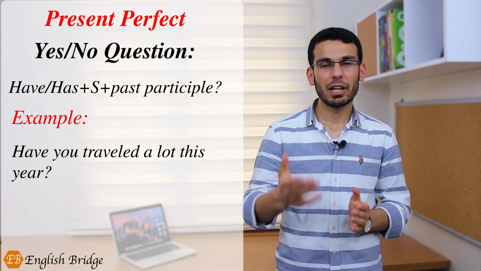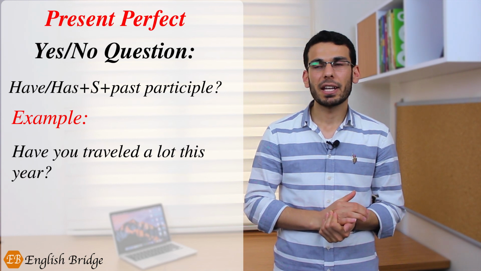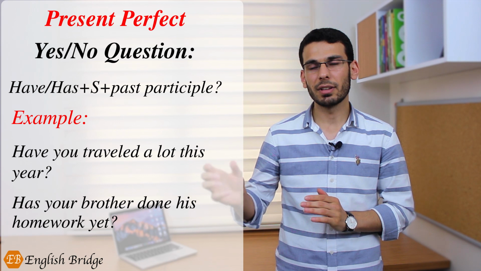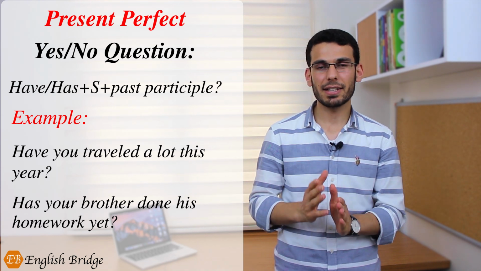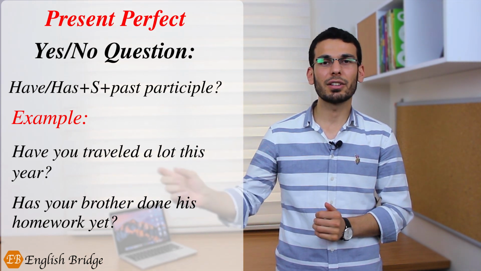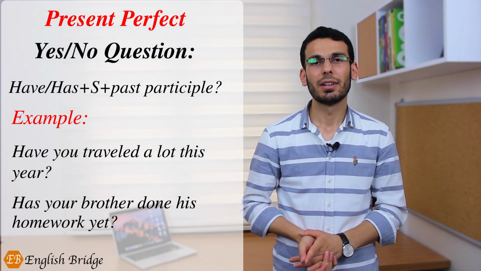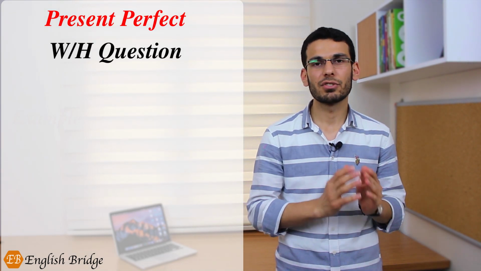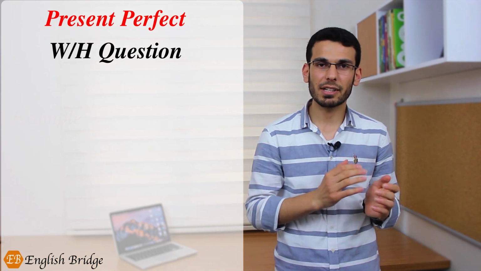Another example, like, has your brother done his homework yet? So we have has, your brother, which is subject, and then done, which is past participle of do. This is yes-no question. Now, WH question, same. Just add WH at the beginning of the sentence and complete the sentence.